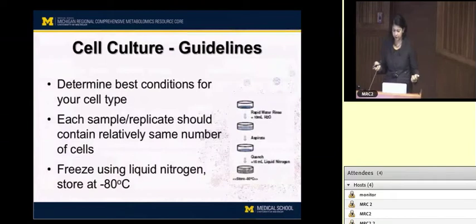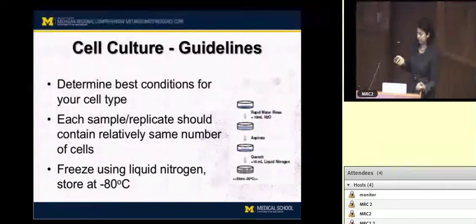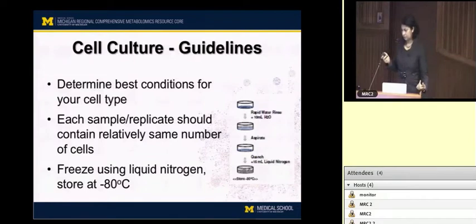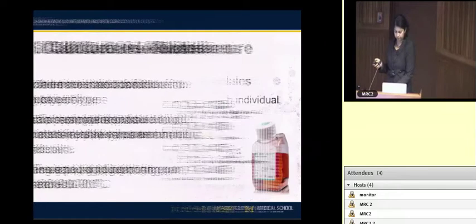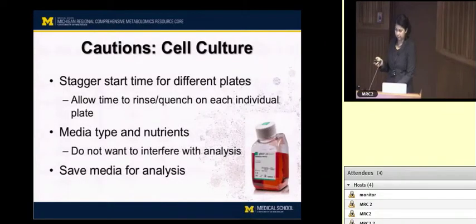So for cell culture, you want to determine the best condition at which you want to end the experiment. Decide when you want to harvest the cells, and each sample plate should have the same amount of cells. So either count while seeding or count your cells at the time of harvest. After a quick wash, freeze with liquid nitrogen and store at -80 before the samples get to the core. You want to stagger the time of collection.